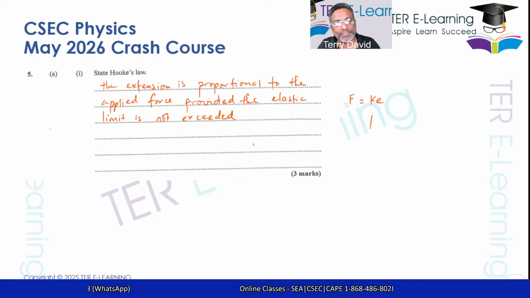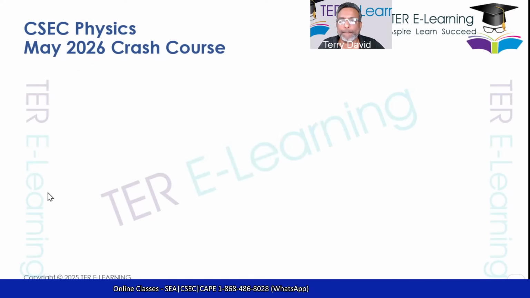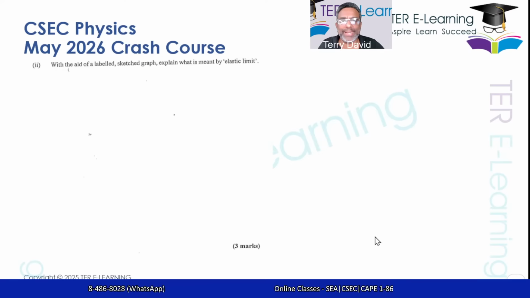Where K is called our spring constant, okay? All right, let's see. So, okay, next, easy 3 marks here. With the aid of a labelled diagram, explain what is meant by elastic limit.